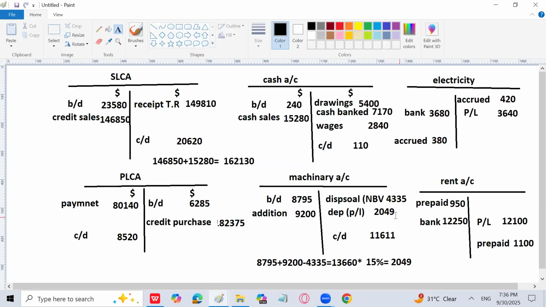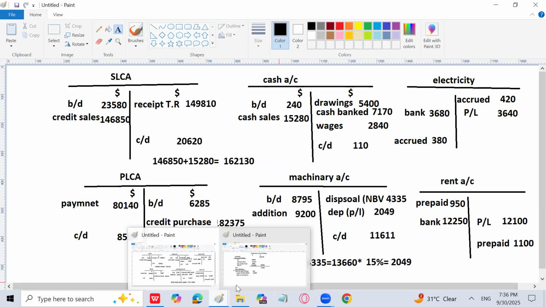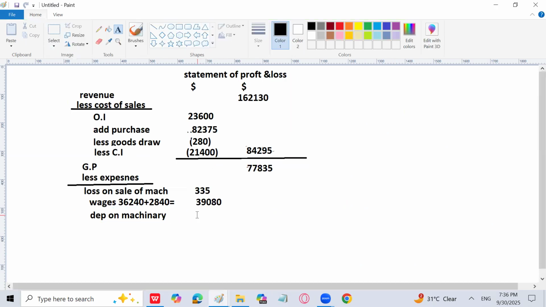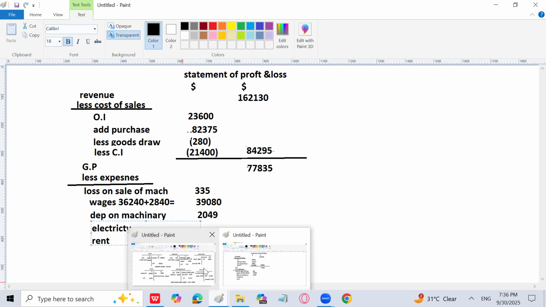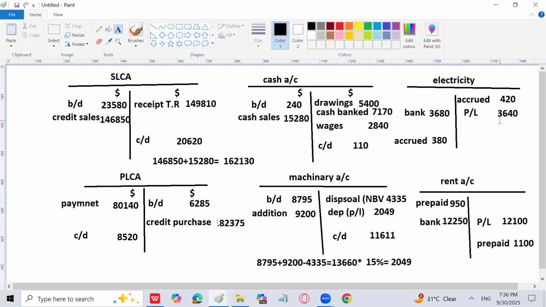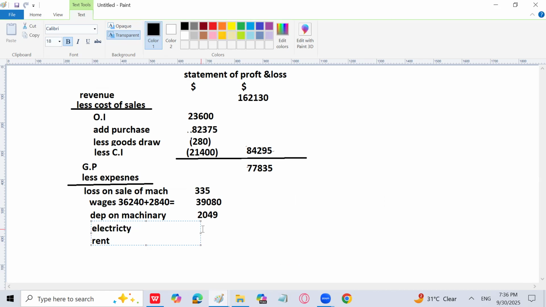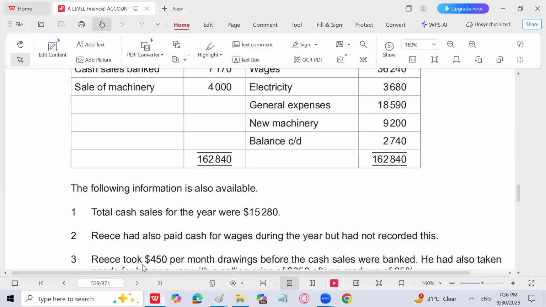So we have already done that. That is 2049. That is why I have gone for the working. I have prepared every single T account for the same reason, so that you do not find difficulty in writing the expenses in the income statement. That is why I prepared the electricity expense account also. The expense figure is 3640 for electricity, and for rent it is 12,100. So I will write here 3640 and 12,100.